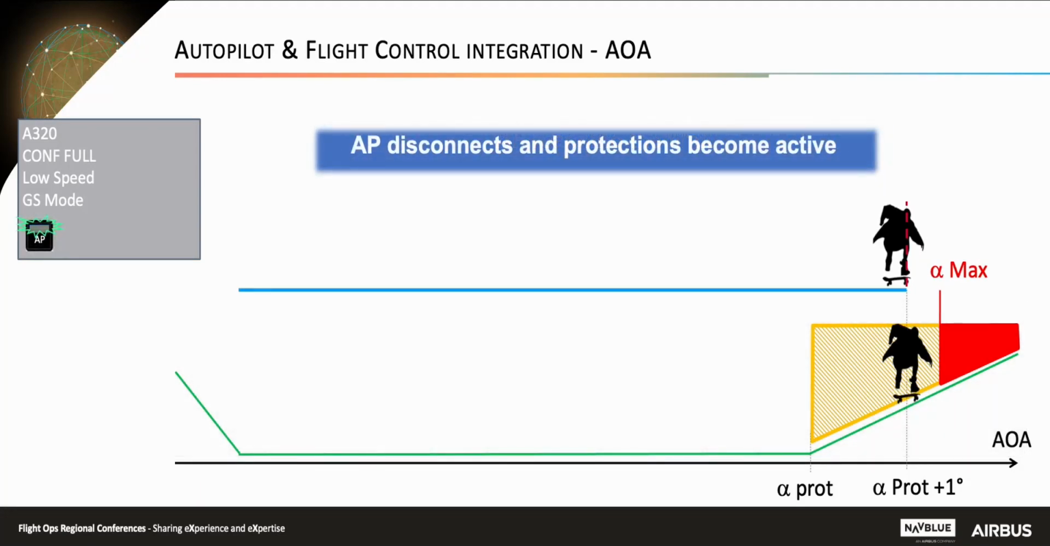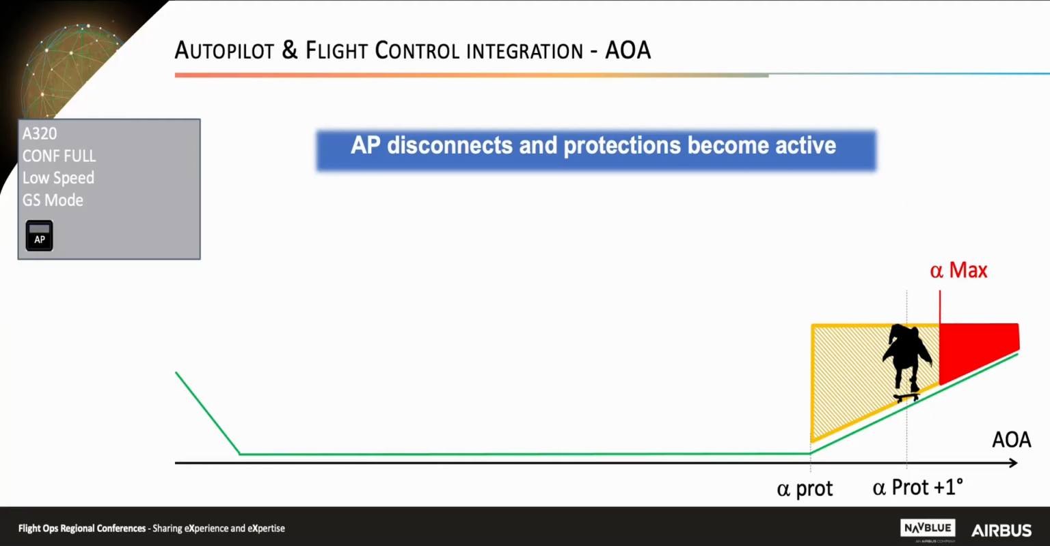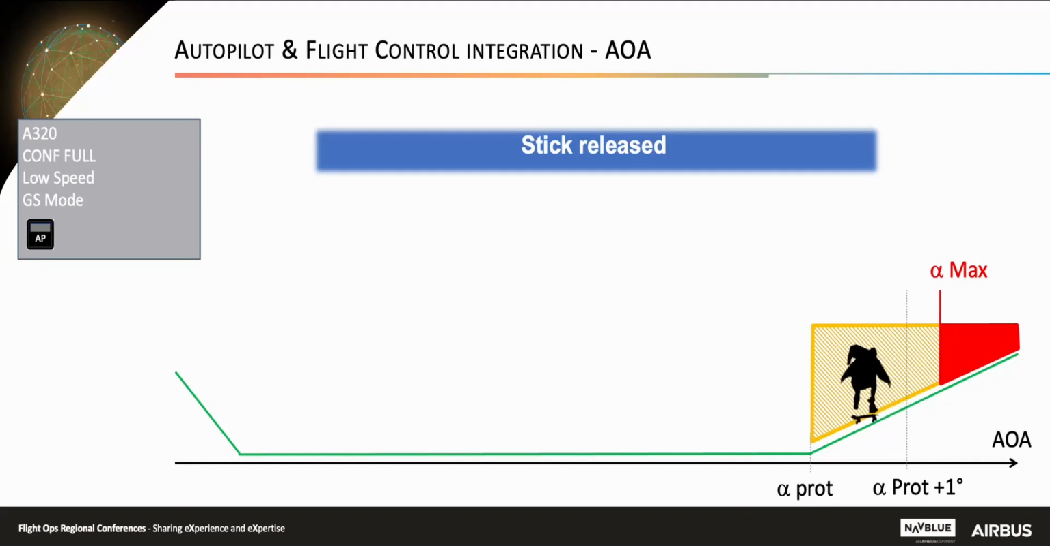As per design, when the autopilot disconnects, the flight control laws, which were passive in the background, will take over and become active. Now in manual flight, the flight control system and its protection will maintain the aircraft in the normal flight envelope. When the pilot releases the stick, the flight control laws bring back the aircraft to the normal flight envelope.